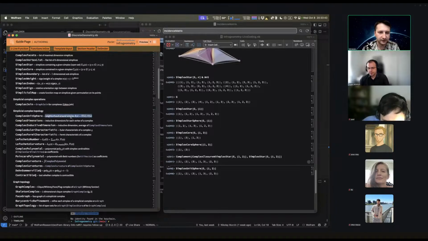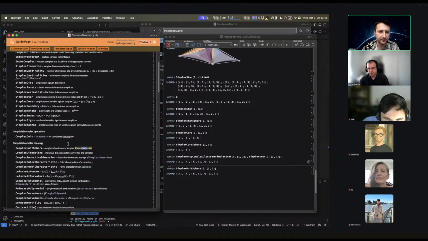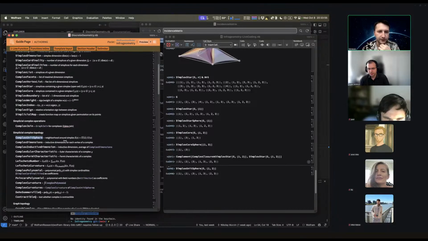There it is, right? So that's the definition. So maybe from that definition you can start making some topology. So this is like spheres. Around each simplex you can define a sphere.